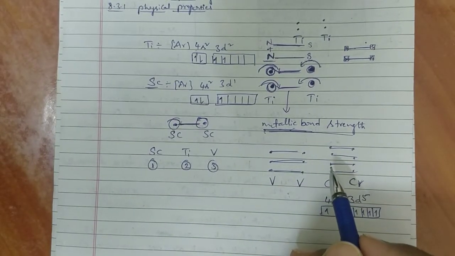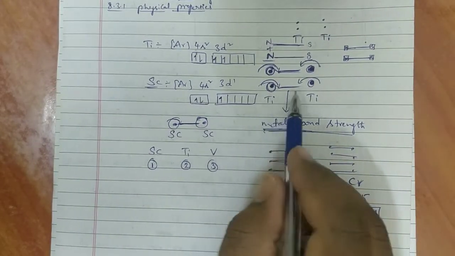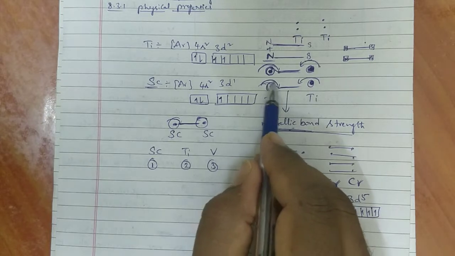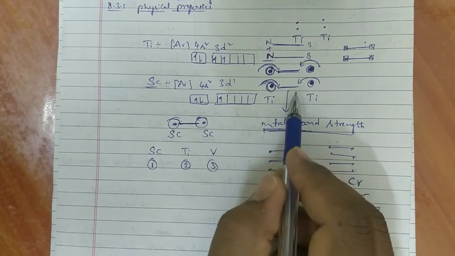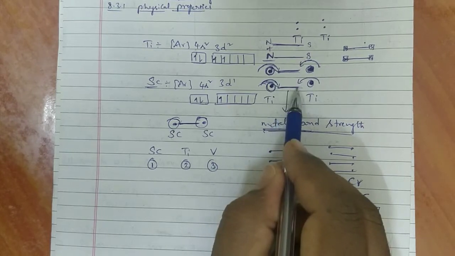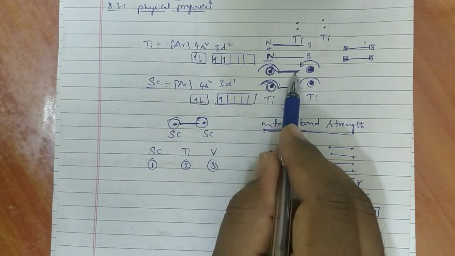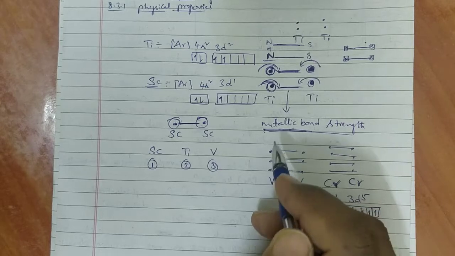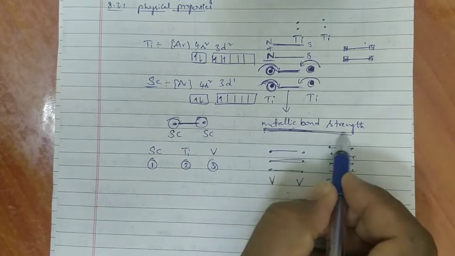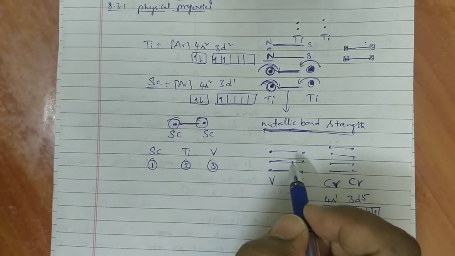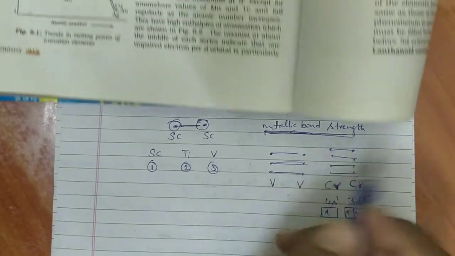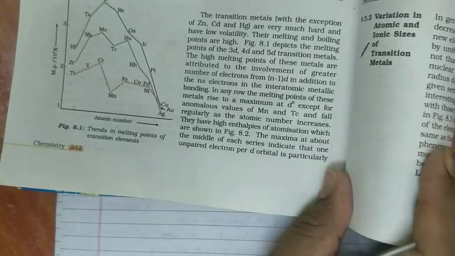I hope you are understanding, everyone. Because of opposite spins, one tiny magnet develops a north pole, and another develops a south pole. Then there is attraction between them, which is added when the number of unpaired electrons increases. Like that, metallic bond strength increases. When the metallic bond strength is increased, automatically the metal gets hard and the melting point also increases.